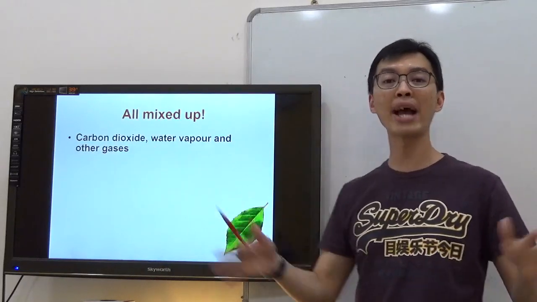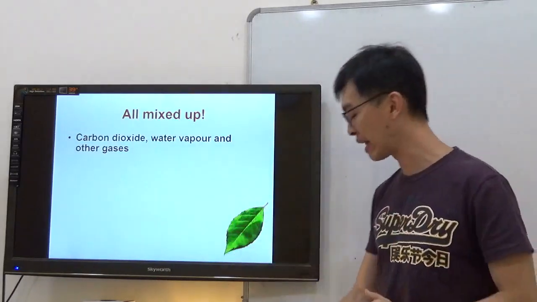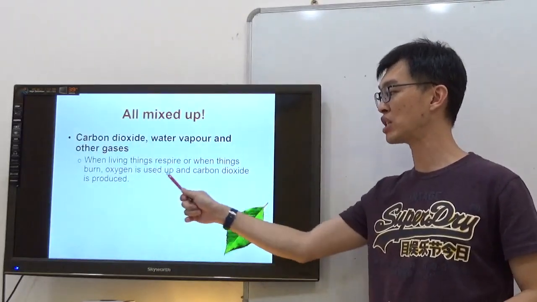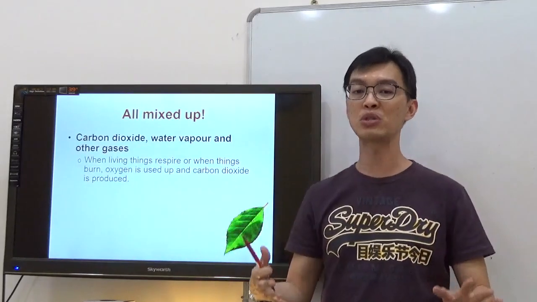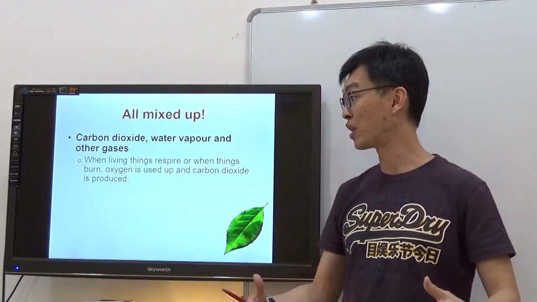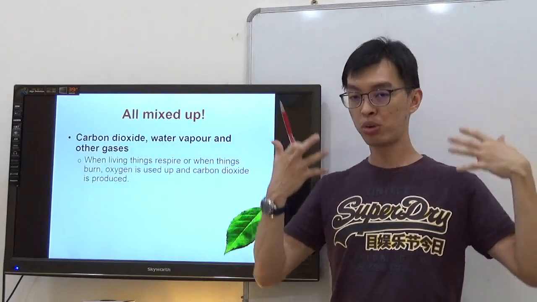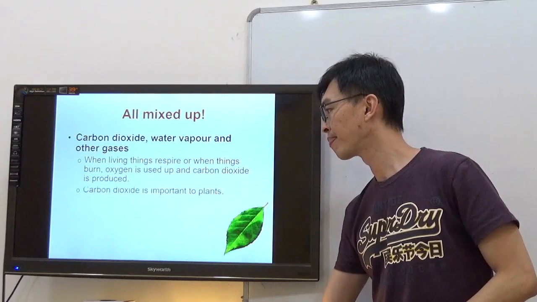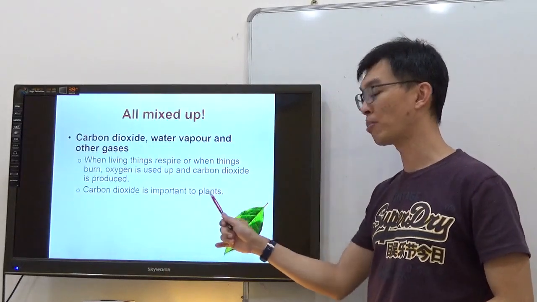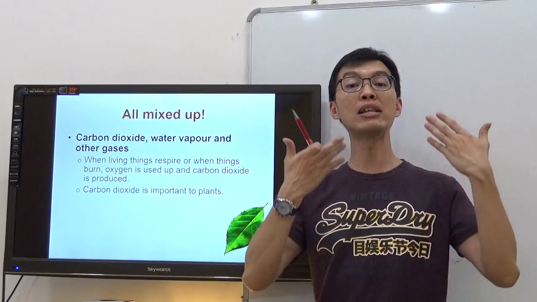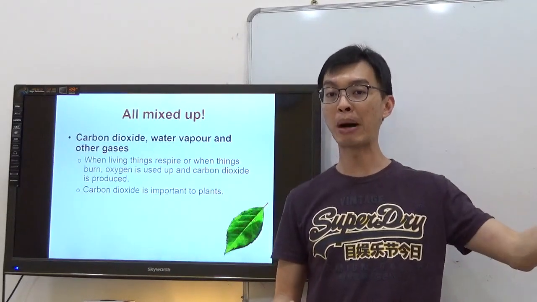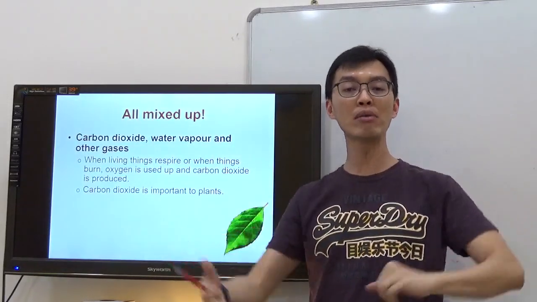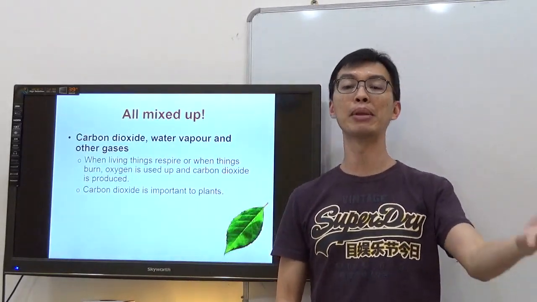Now let's talk about the rest of the gases: carbon dioxide, water vapor, and other gases. When living things respire or when things burn, oxygen is used up and carbon dioxide is produced. This is what I call respiration. When you take in oxygen and give out carbon dioxide, that is respiration, okay? Carbon dioxide is important to plants. Besides you taking in oxygen, things burning also take in oxygen. You give out carbon dioxide when you breathe out. When things burn, they also produce carbon dioxide.